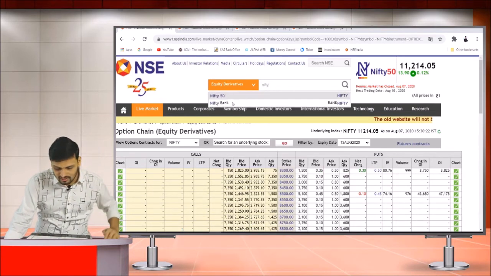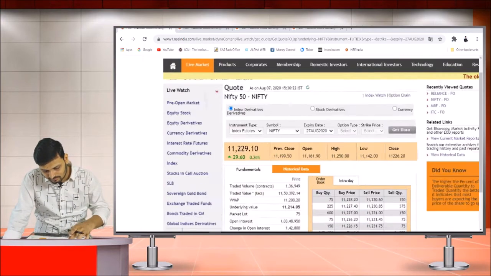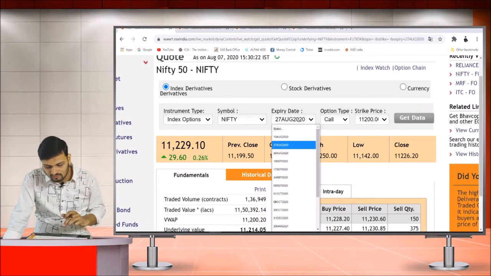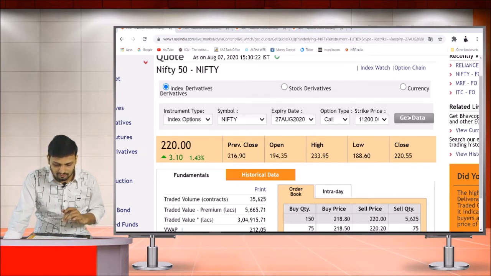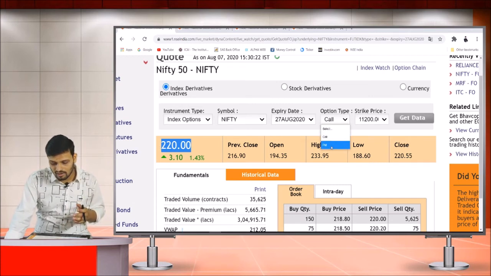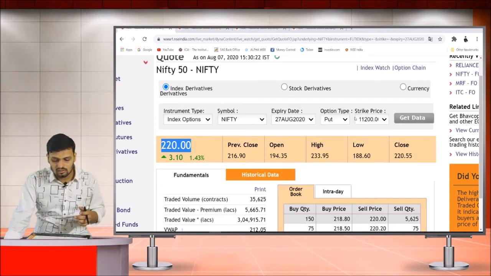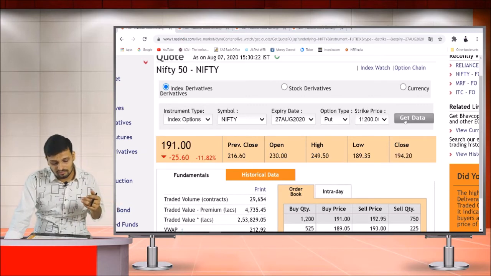I will again type Nifty 50. Here, index options for 27th of August, 11,200 strike price. I will get the date of premium. 220 rupees is the premium you have to pay if you are a buyer of call option, or if you are a buyer of put option. See, here I have said call, but if it is put, and the same 11,200 I am choosing here, the premium will differ. So for call option, the premium is 220. Let us see, for put option, the premium is only 191.